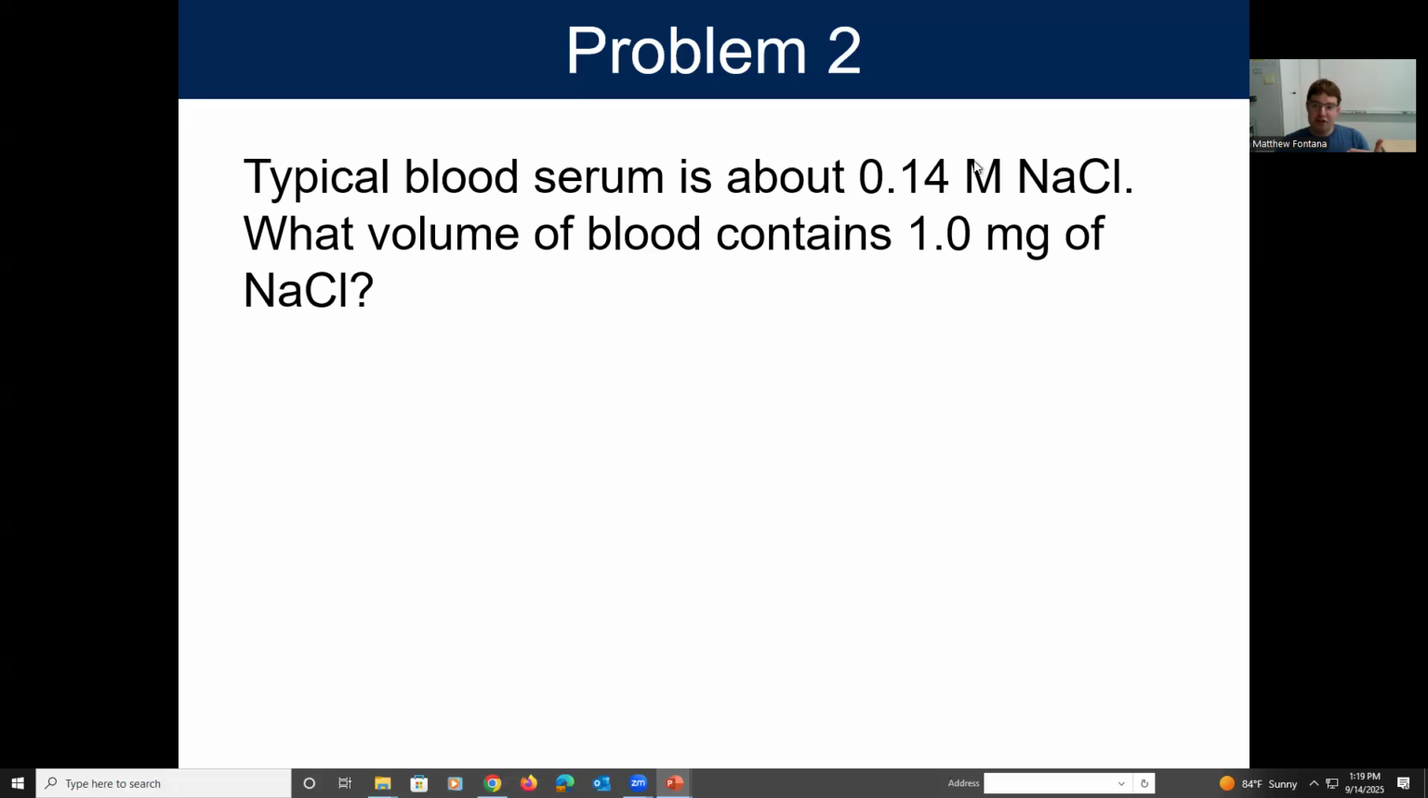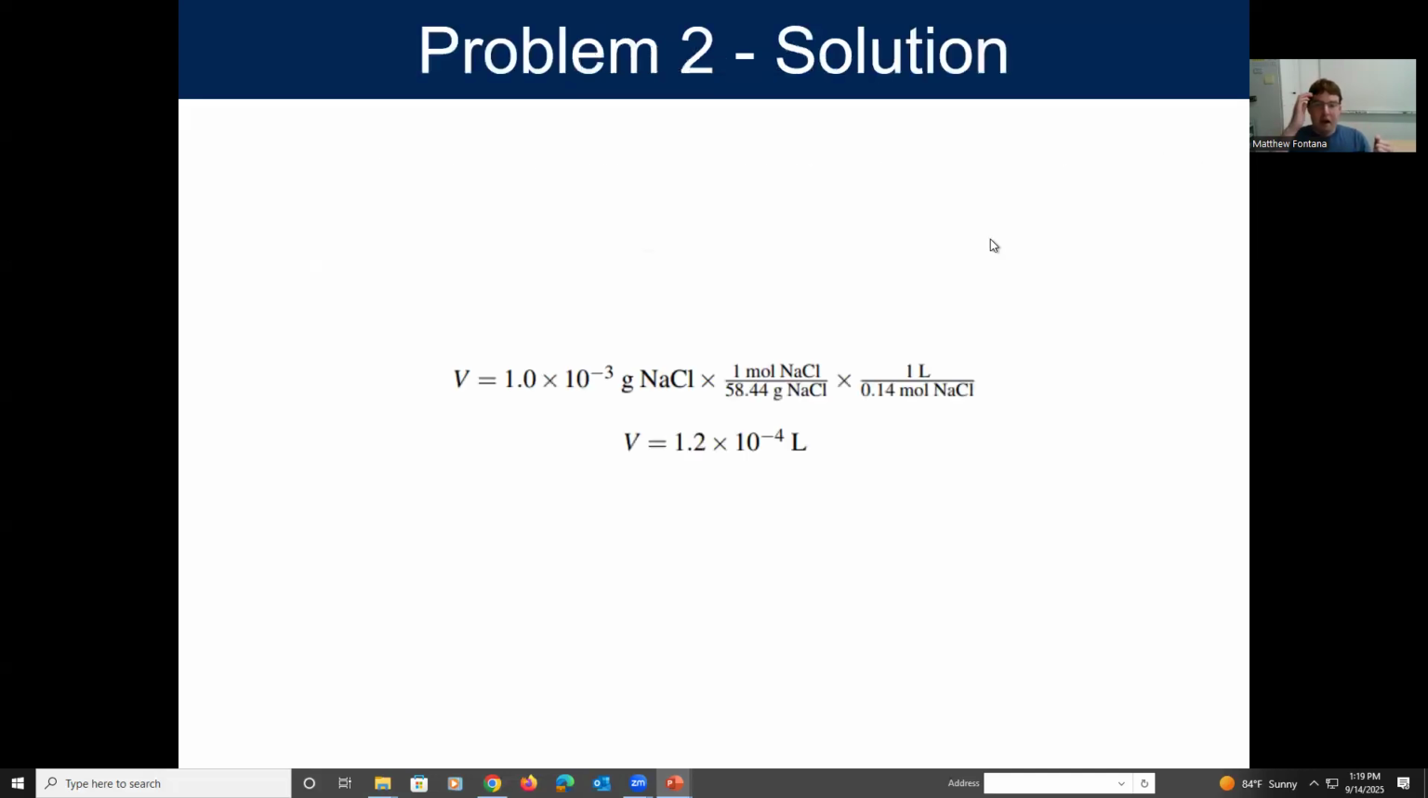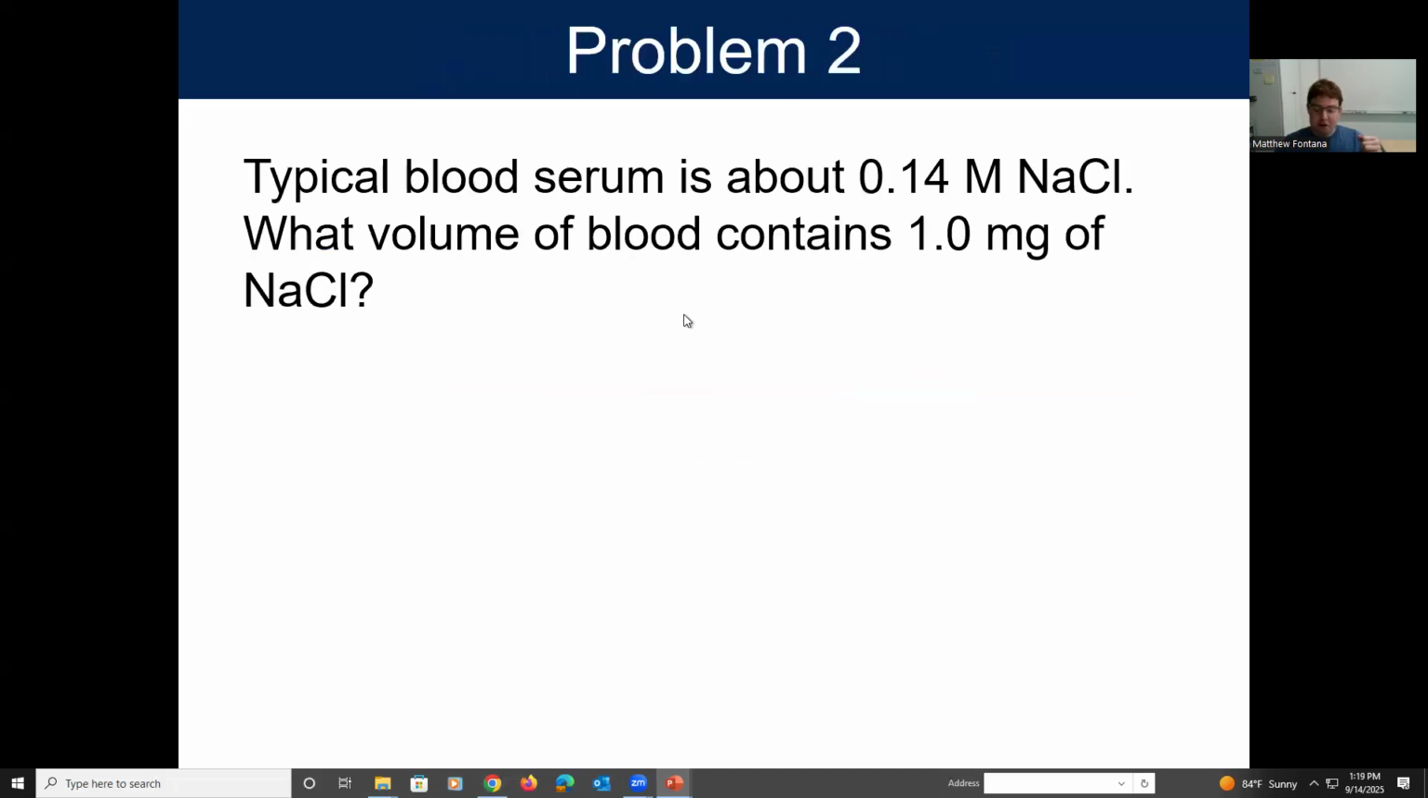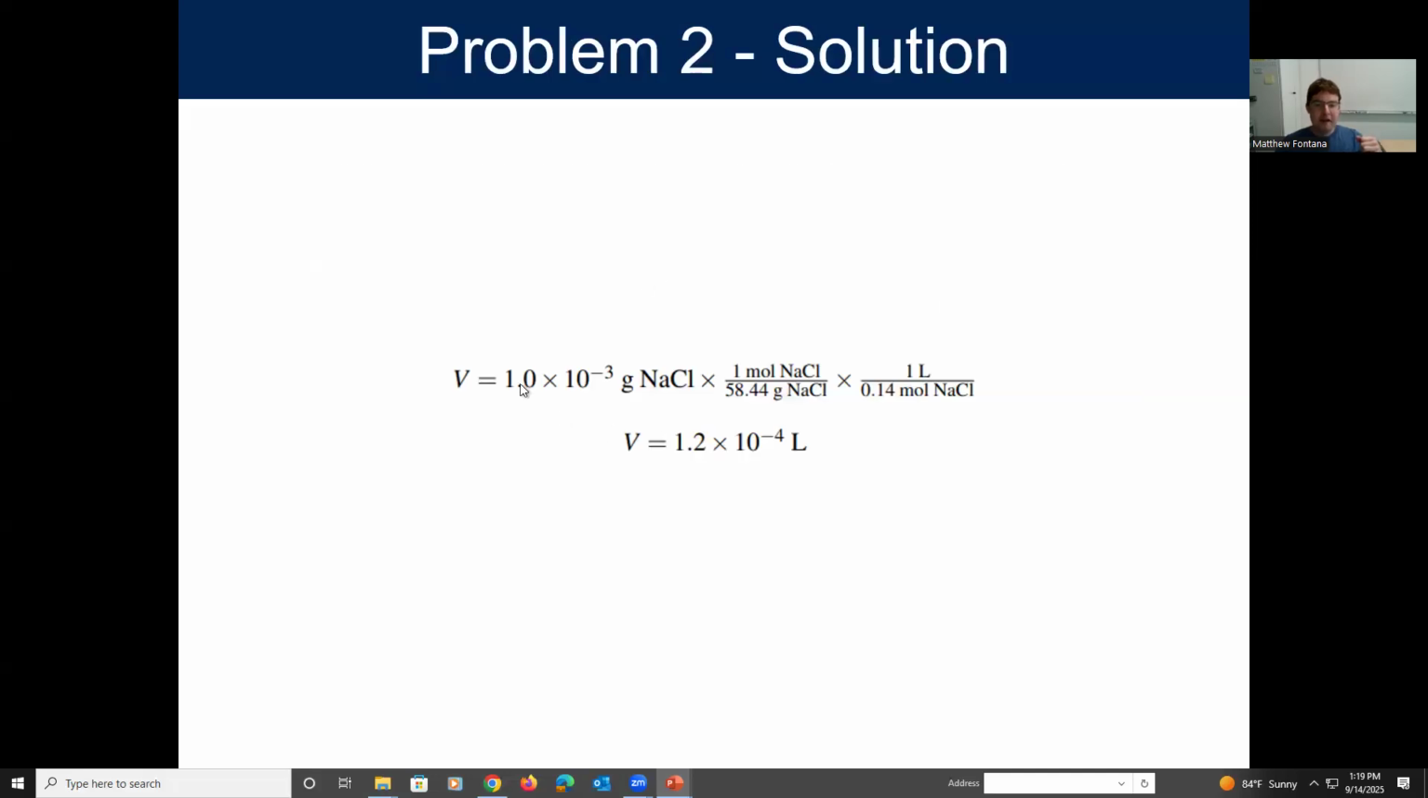So this is a ratio or a conversion factor, and then this is just going to be 1 unit. And so the way you solve the question is you start off with your 1 milligram of sodium chloride. You then use the molar mass to go from grams of sodium chloride into moles of sodium chloride.